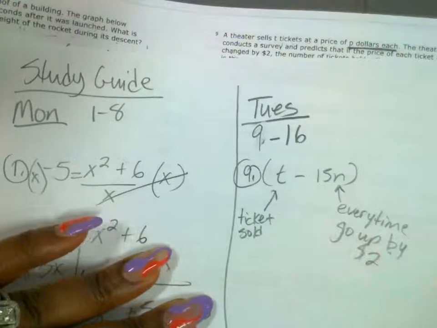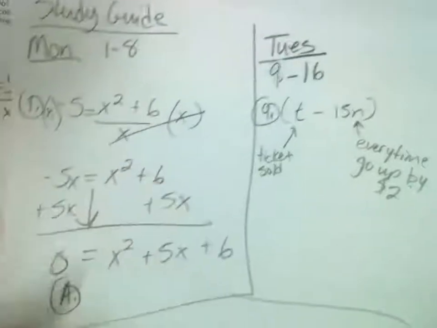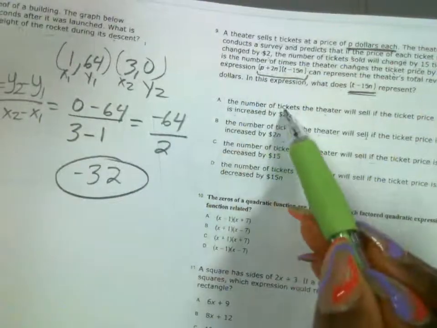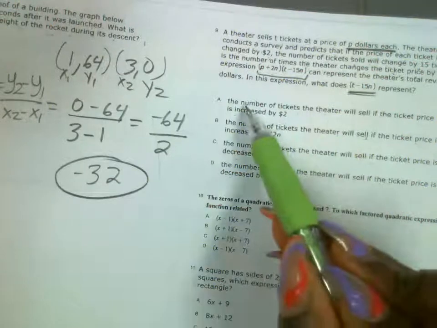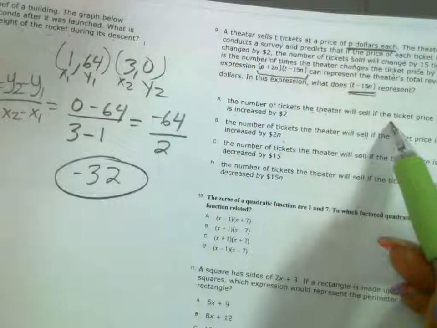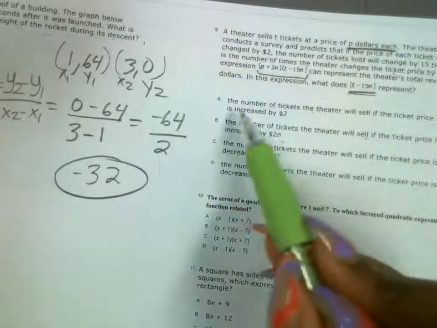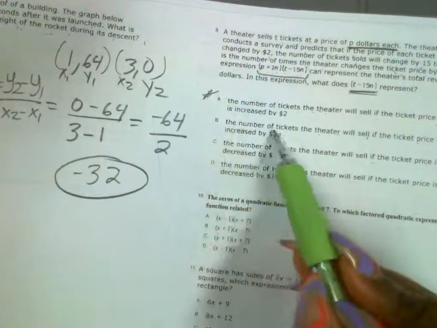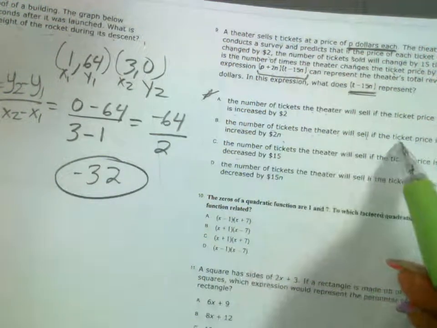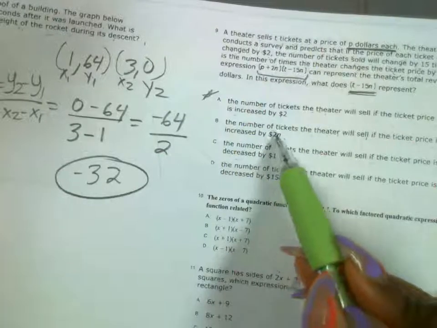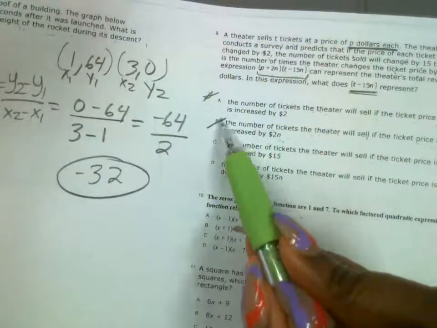Okay. So every time they go up by $2, they're going to lose 15. That's what we need to be looking for. So the increased ticket, the number of tickets the theater will sell if the ticket price increases by 2. No, that's a good answer. The number of tickets the theater will sell if the ticket price is increased by 2N. No, not 2N, just $2, okay?